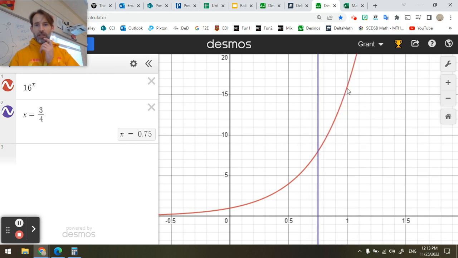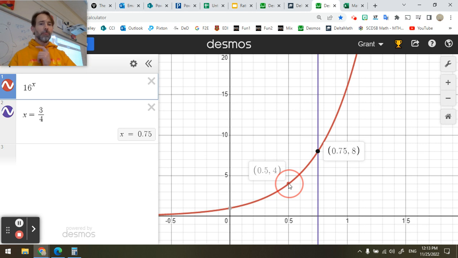So here is 16 to the 1, which is 16. And if I follow the smooth growth curve back 3/4 the way to 0, I get to 8. And there it is. That's 16 to the 3/4. If I look at the 0.5, that'll be 4. That's 16 to the 1/2.